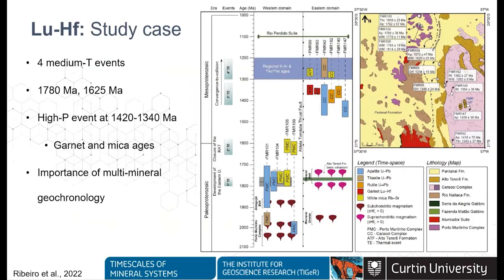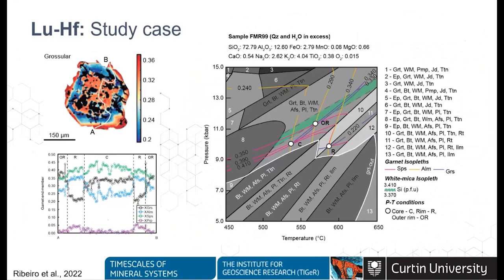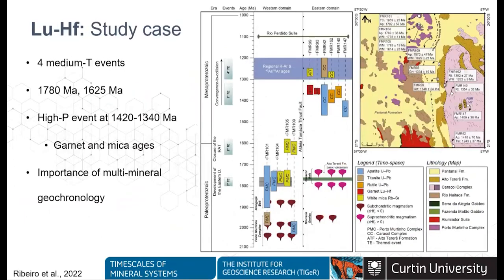And we figured out that in this terrain here, there is a high temperature, medium pressure, and here is a high pressure, medium temperature. So that's kind of a paired metamorphic belt that wasn't recognized before because we were missing the correct techniques to investigate it.